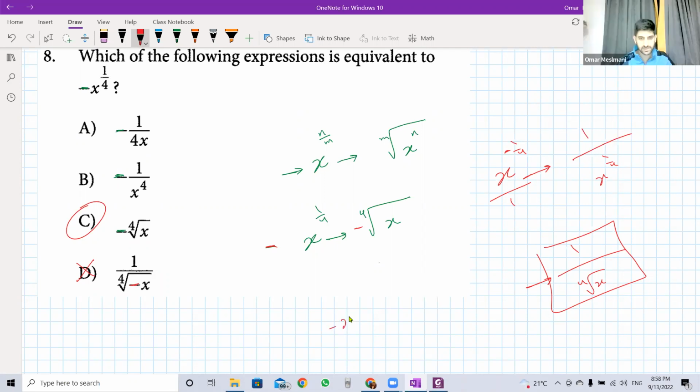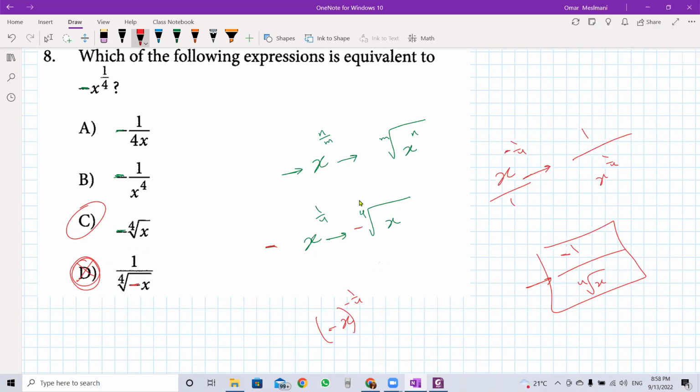Okay, negative x, negative 1 over 4: if you have a bracket, D will be the answer. If you don't have a bracket, D is not going to be an answer. Also, the answer could be the same as this one but minus 1 over like that. Okay, good.